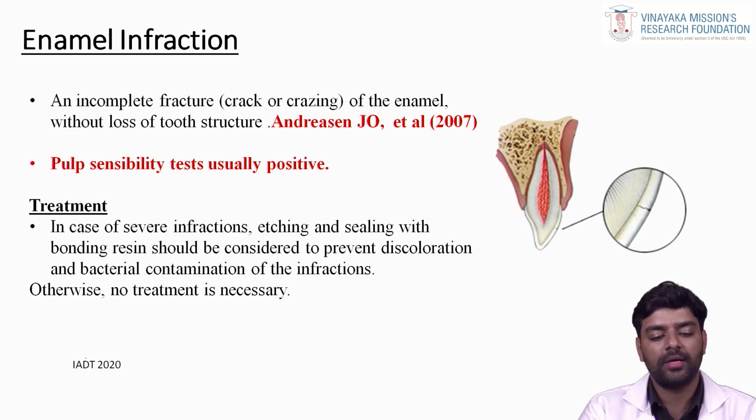Coming to the enamel infraction. Enamel infraction means an incomplete fracture of the enamel without loss of tooth structure. Mostly the pulp sensibility test gives a positive response. The treatment protocol: in case of severe infraction, etching and sealing with bonding resin should be considered to prevent discoloration and bacterial contamination of the infraction. Otherwise no treatment is necessary.